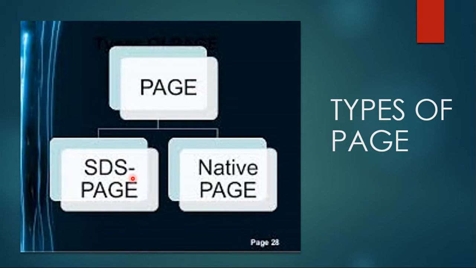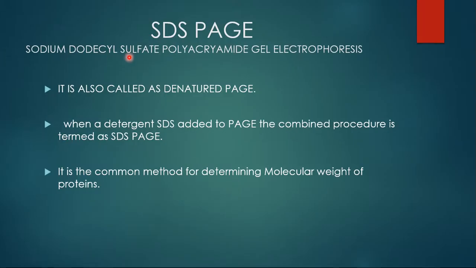This SDS-PAGE is also called denatured PAGE. We will call it denatured, and the native PAGE is the one where all the conditions are such that the protein is not going to denature. Okay, what is it all? That I will tell you. Sodium dodecyl sulfate polyacrylamide gel electrophoresis is the full form of SDS-PAGE. It is also called denatured PAGE, as I told you. Okay. Now, what is happening in this SDS-PAGE?